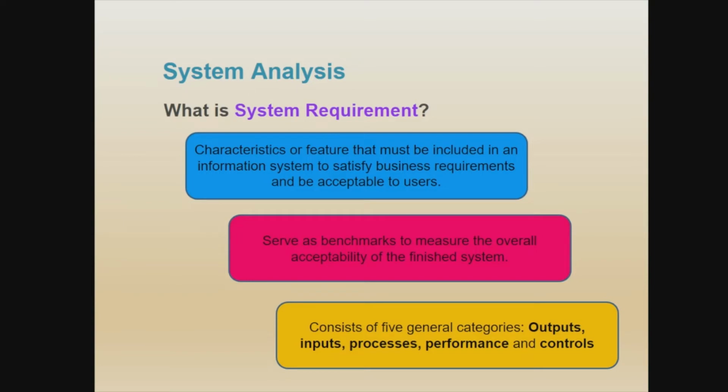Okay, what is the system requirement? Characteristics or features that must be included in the information system to satisfy the business requirement and be acceptable to users. What are the requirements, the needs, in order to satisfy the business operation? They serve as the benchmark to measure the overall acceptability of the finished system, and it consists of 5 general categories: output, input, processes, performance, and control. This is under the system requirement.